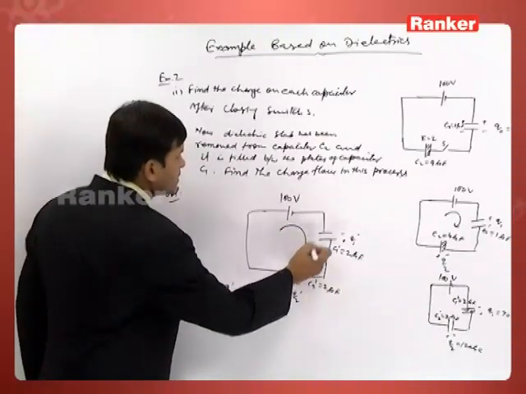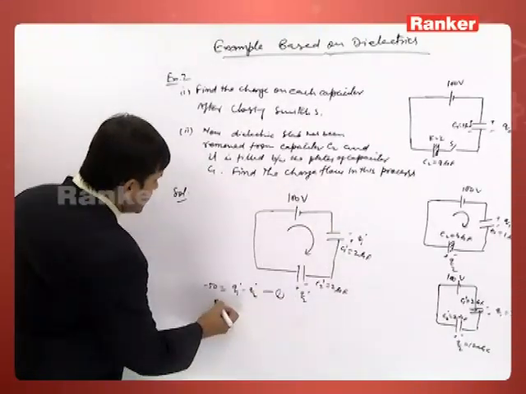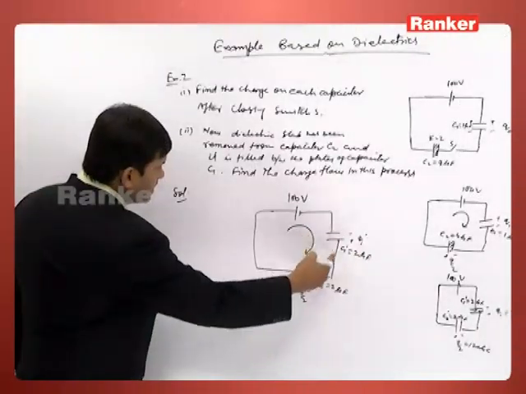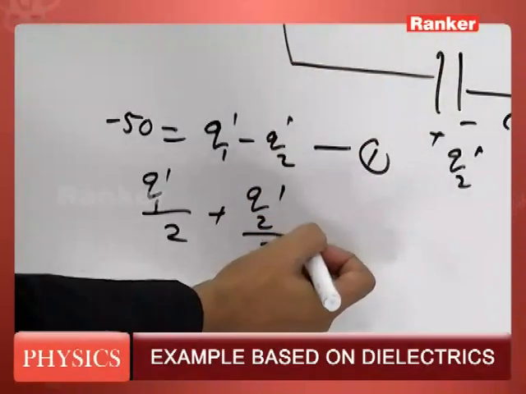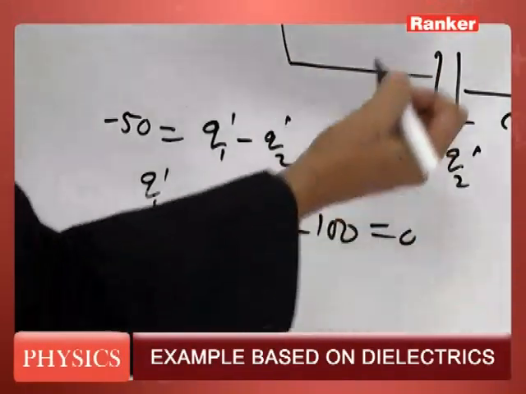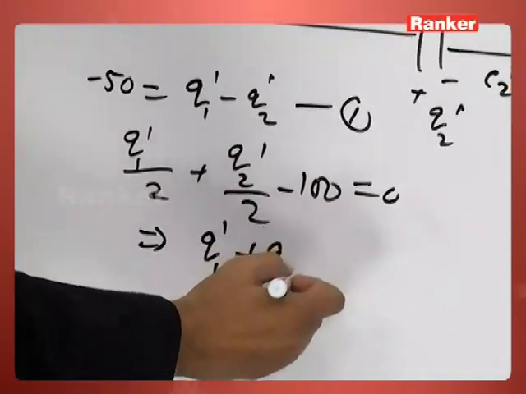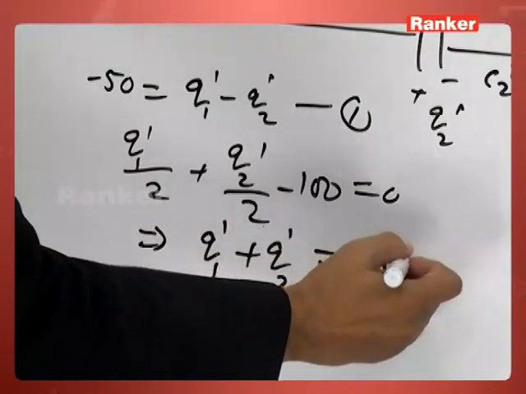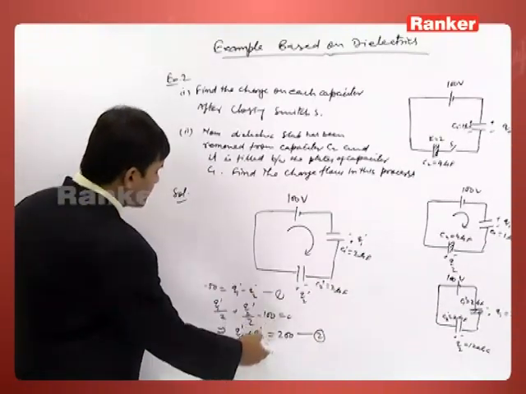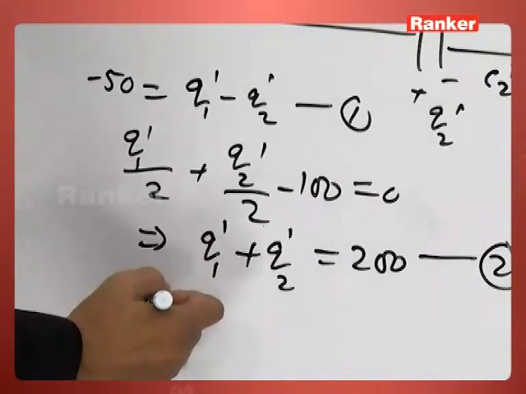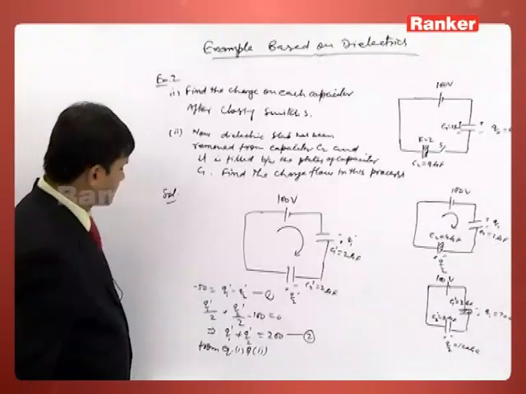Second equation we can get by using Kirchhoff's second law. See, Q1 dash by 2, then plus Q2 dash by 2, then minus 100 is equal to 0. So this we can write as Q1 dash plus Q2 dash is 200. This is your second equation. And now we can simplify from the first and second equation.